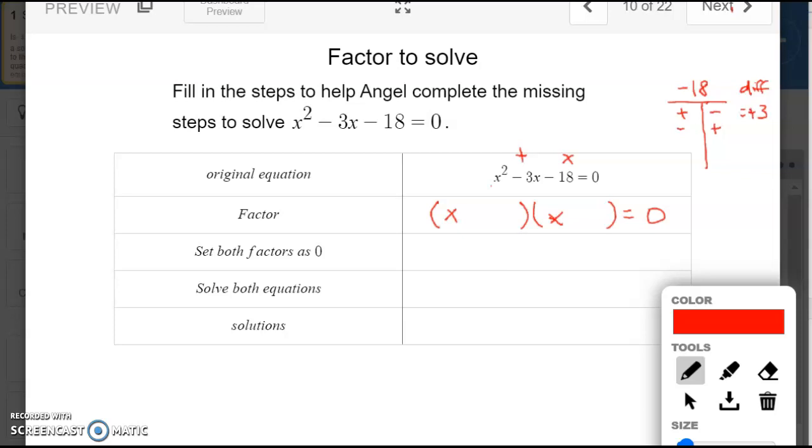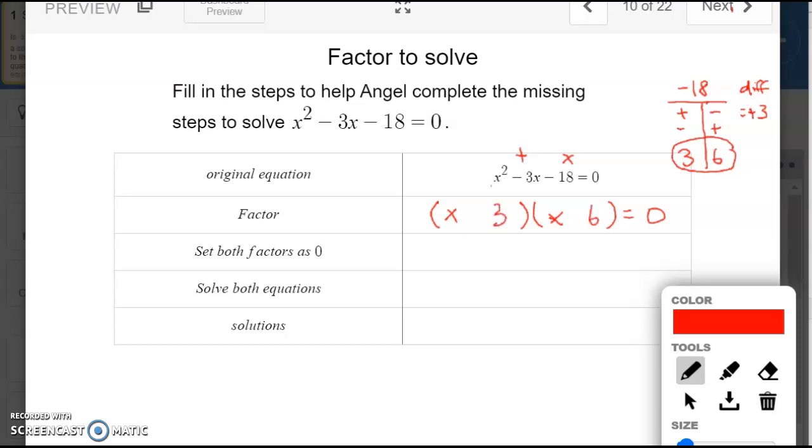Then what are the factors? Well, 18 could be 3 times 6, which has a difference of 3. Or 2 and 9, but 2 and 9 has a difference of 7. So this is 3 and 6. 3 and 6 will be my two numbers.